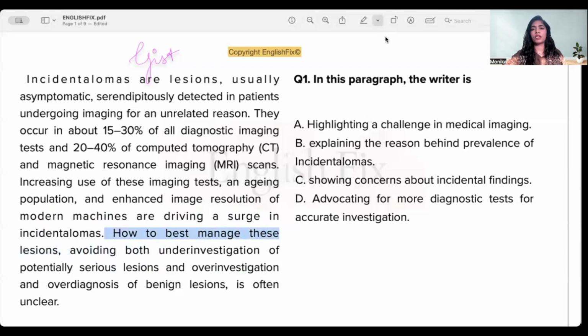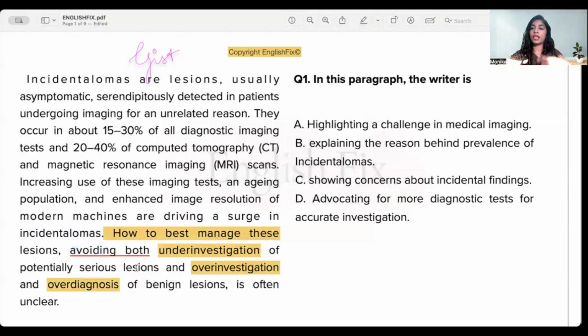Now, the interesting part here is that when they're talking about managing these, they're not really talking about treatment. That's what we usually think when we think of management, right? But they're not really talking about treatment. Here, focus on the words that they have used. They're talking about under-investigation. They're talking about over-investigation or over-diagnosis. They're talking about avoiding both of these things. And because they want to avoid both of these things, this is interesting to me because they are not talking about treatment once again.